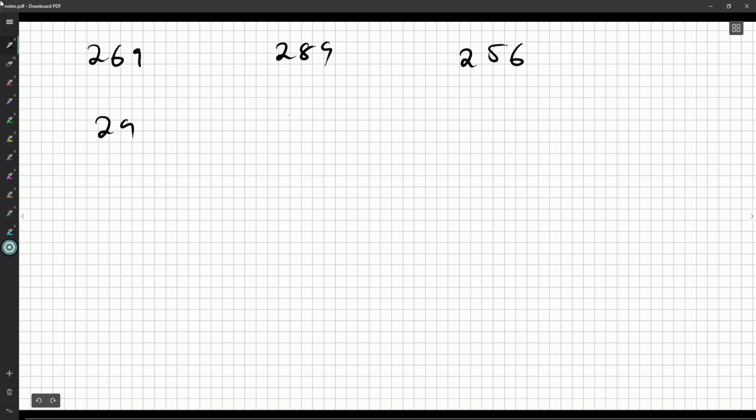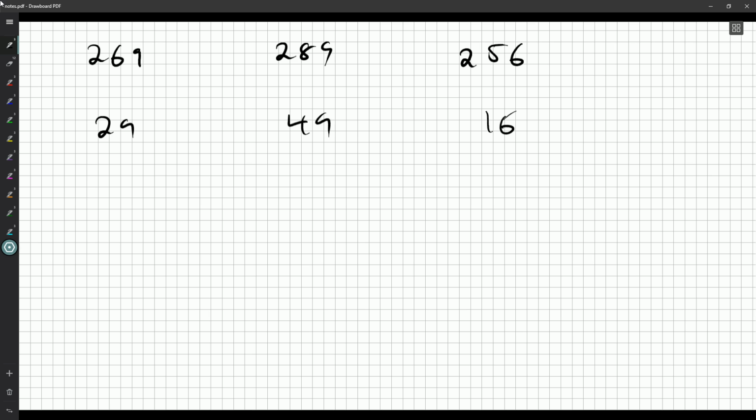And if you want to, you could double check. For 269, if I add 20, I get 289. That's 17 squared. If I subtract 13, I'll get 256, and that's 16 squared. And if I take 29 and add 20, I'll get 49. That's 7 squared. If I subtract 13, I'll get 16, and that's 4 squared. And that's it. Nothing else that we need to worry about there.